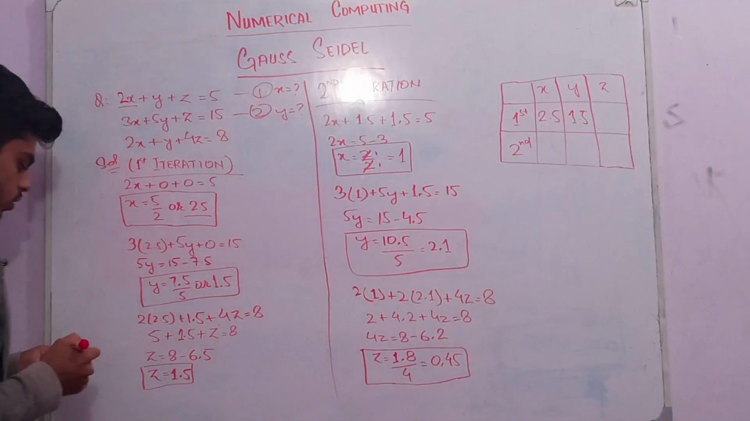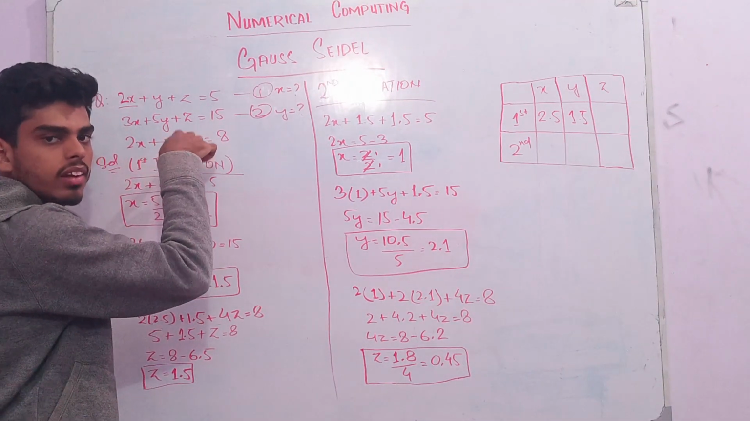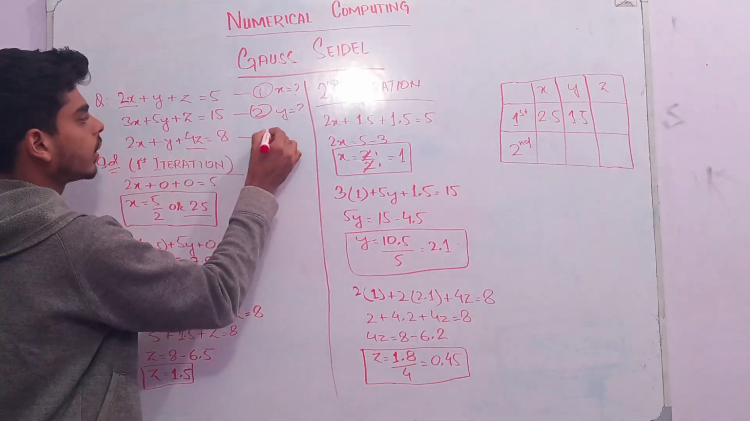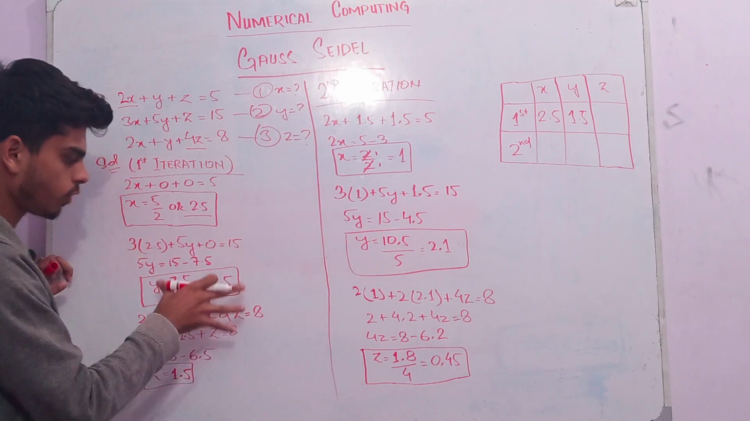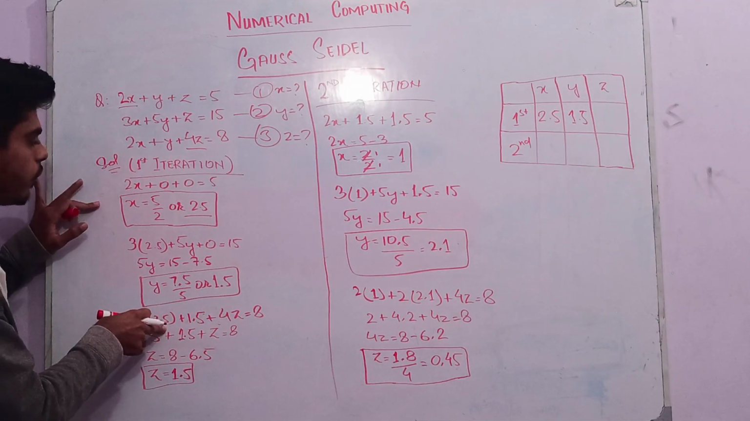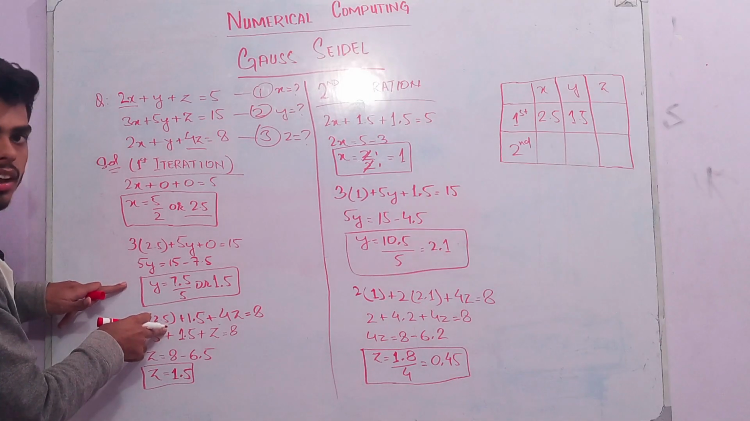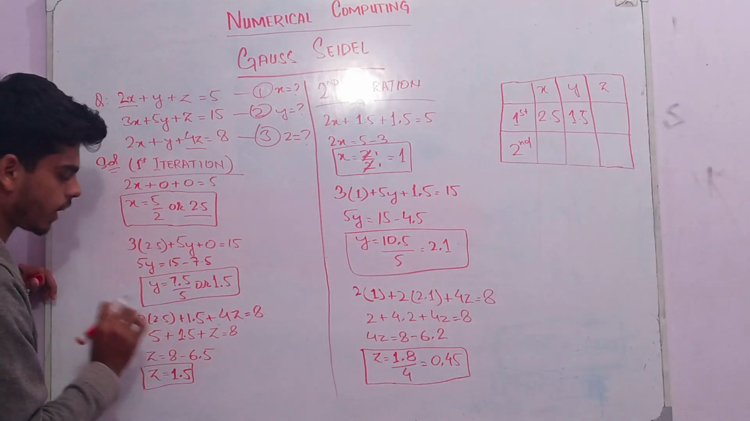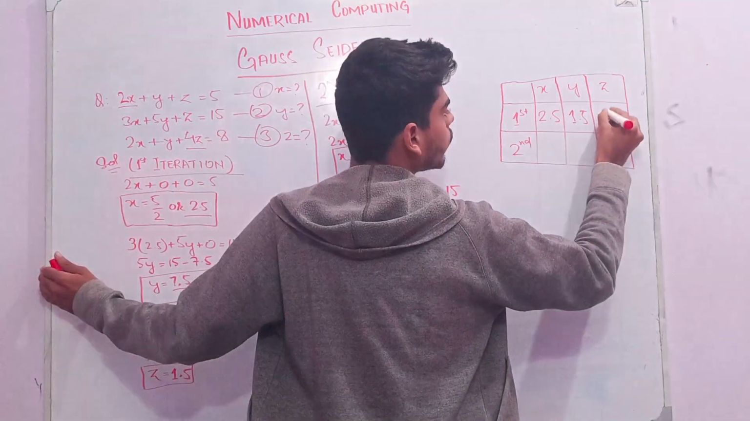In the third equation, the z variable has the dominant coefficient. So from the third equation, we're going to find z. We put in the value of x which we found from equation 1 and the value of y which we found from equation 2. By putting in the values of x and y, we get the value of z, which is also 1.5.